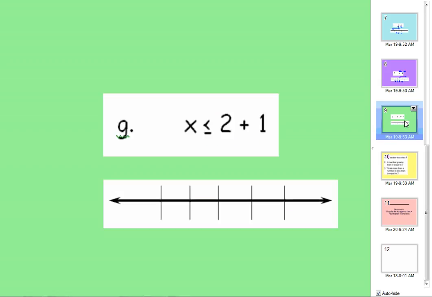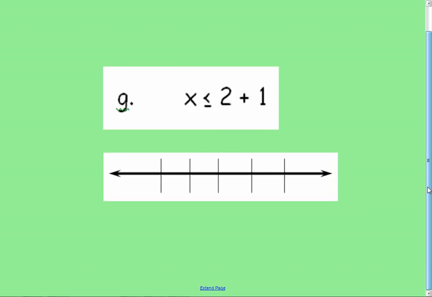Okay, this one's got a little work to do to it. We're going to start getting equations, or not equations, but problems with more to them than that. Can we simplify that? X is less than or equal to what number? 3.